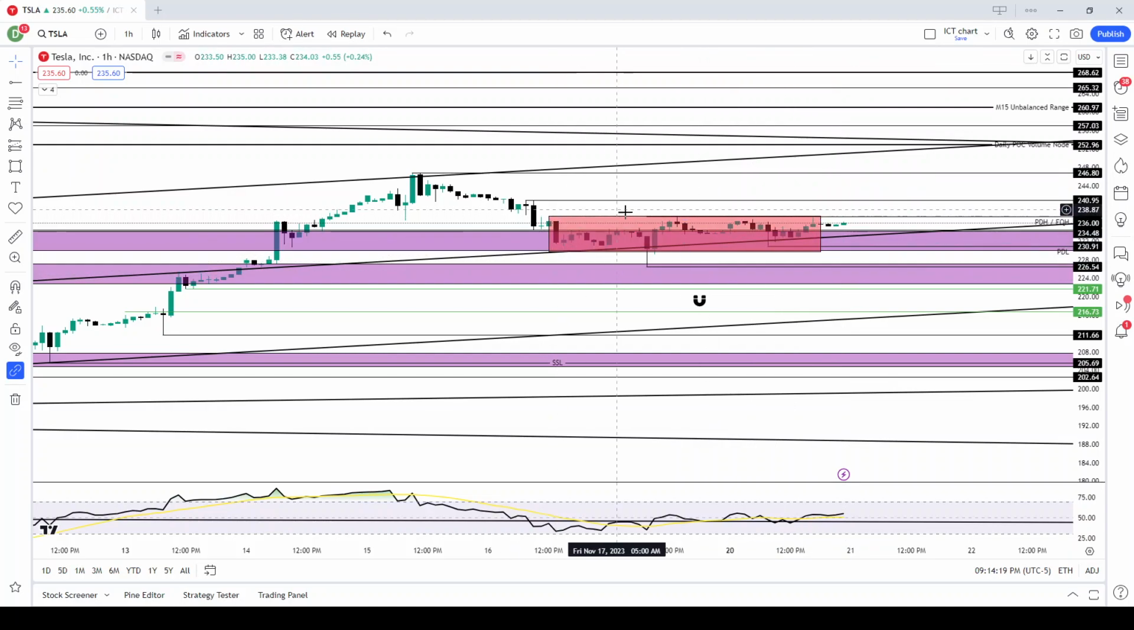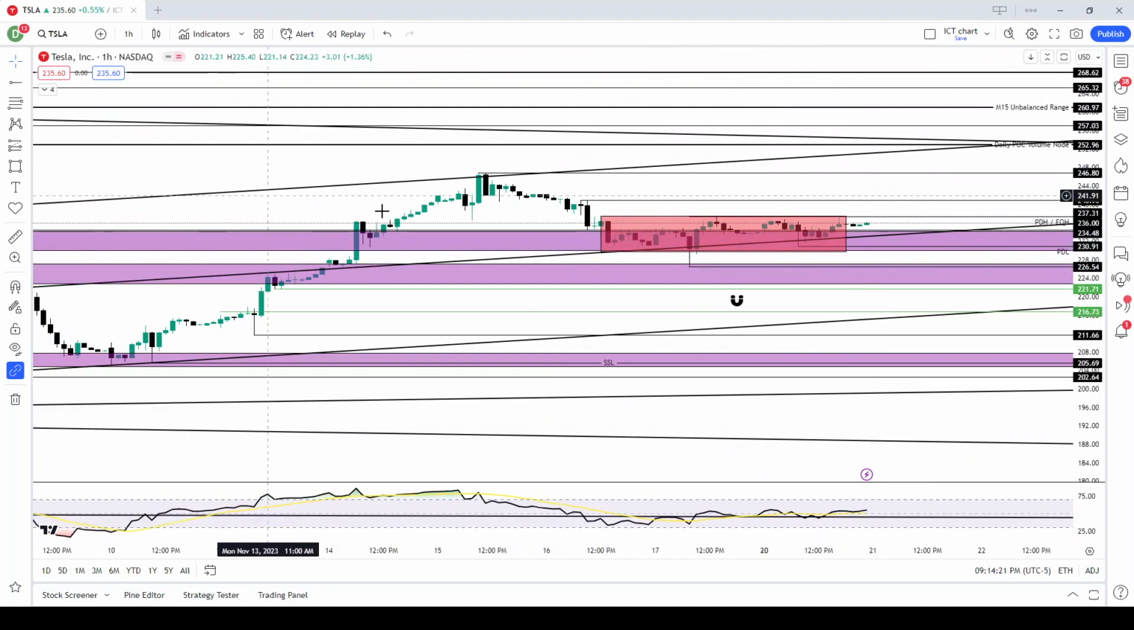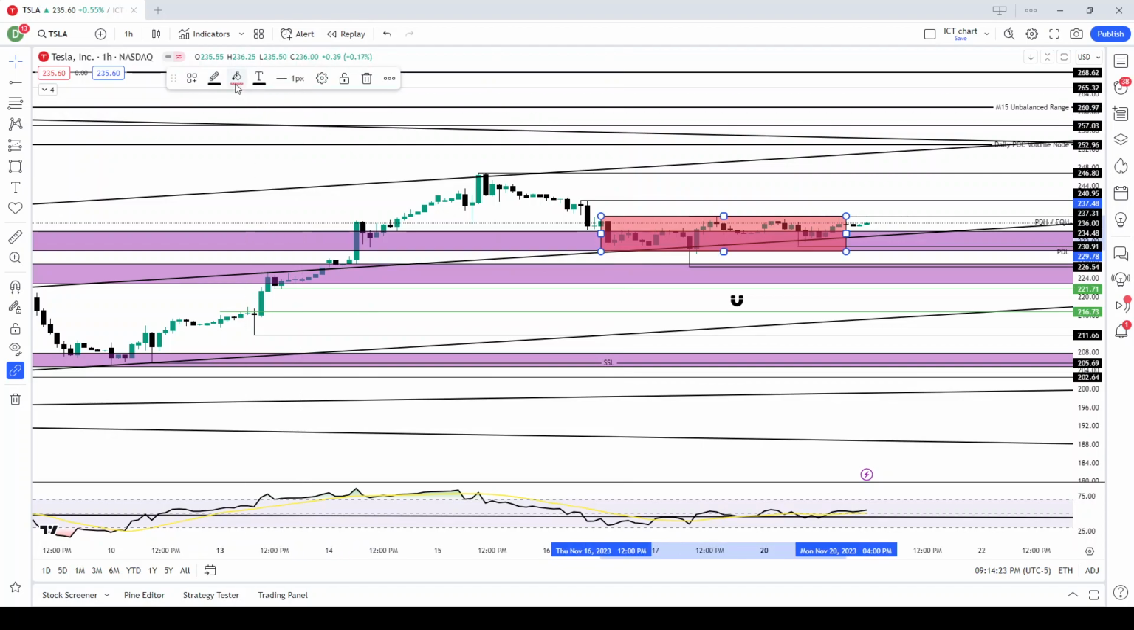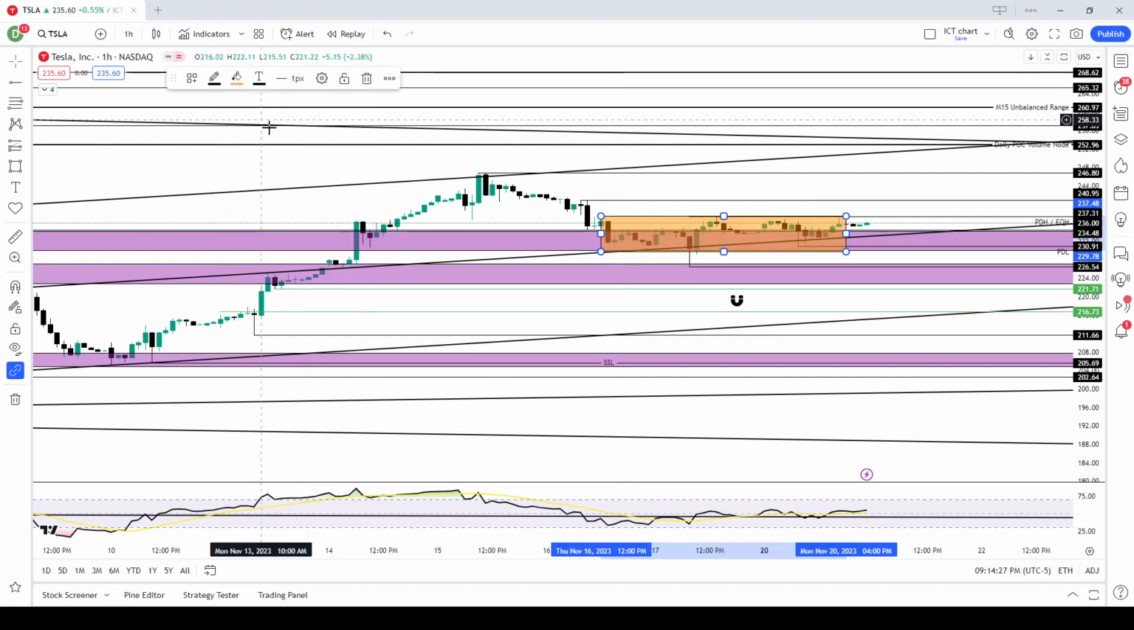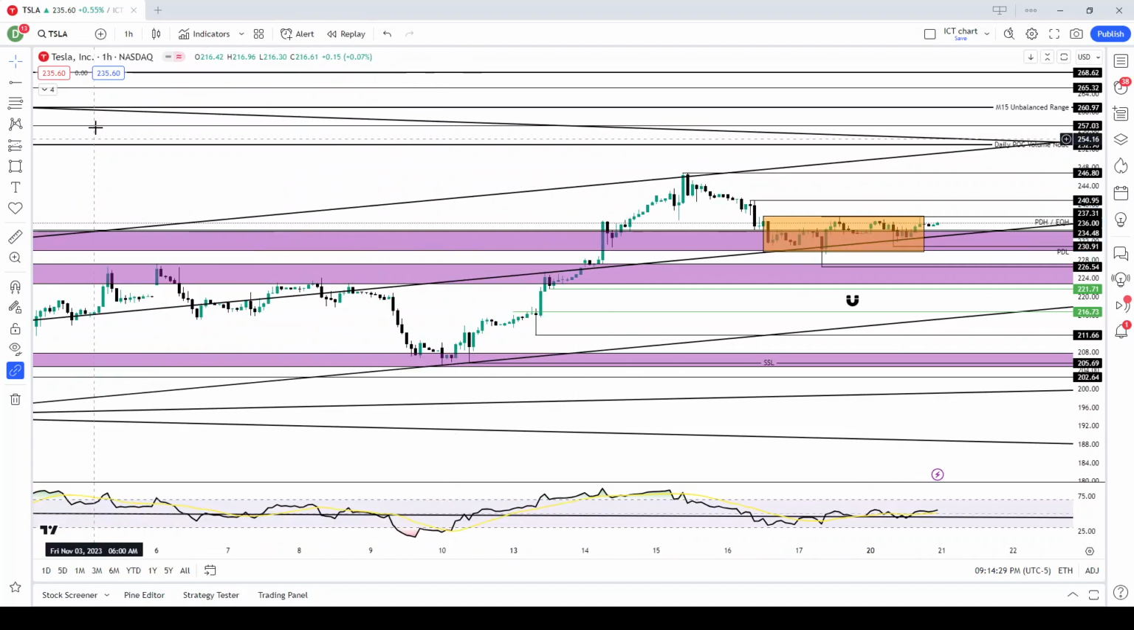Okay, so have this range on your chart. I don't like red, but let's just make it a different color. We'll do it orange. So have that range on your chart.